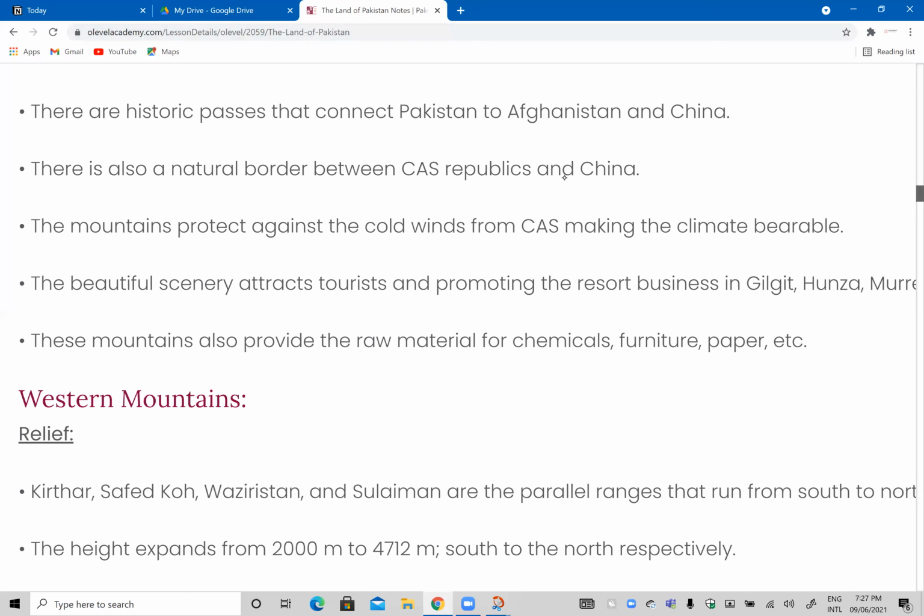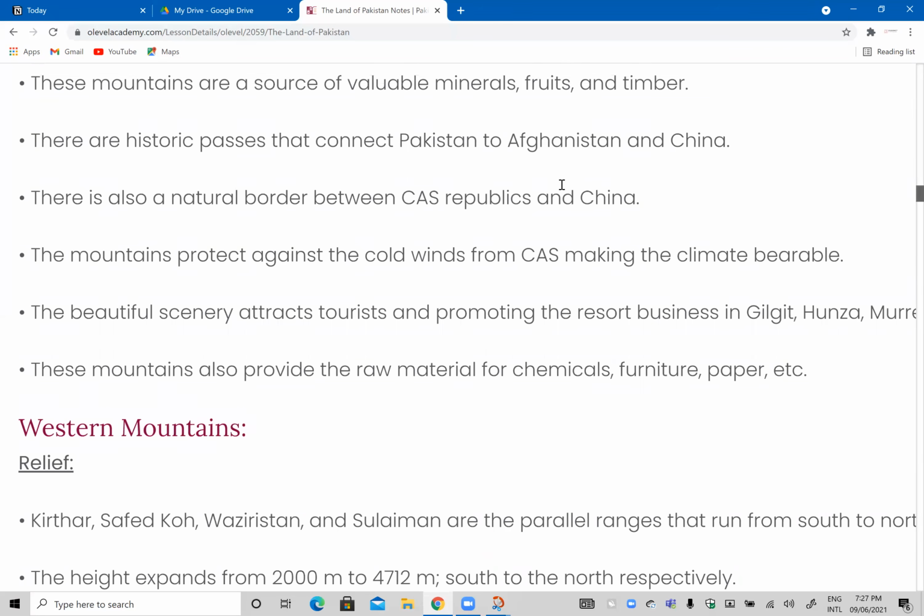If you guys belong to these Middle Eastern countries? Yes, sir, I'm from Dubai. So both of you can develop this comparison.